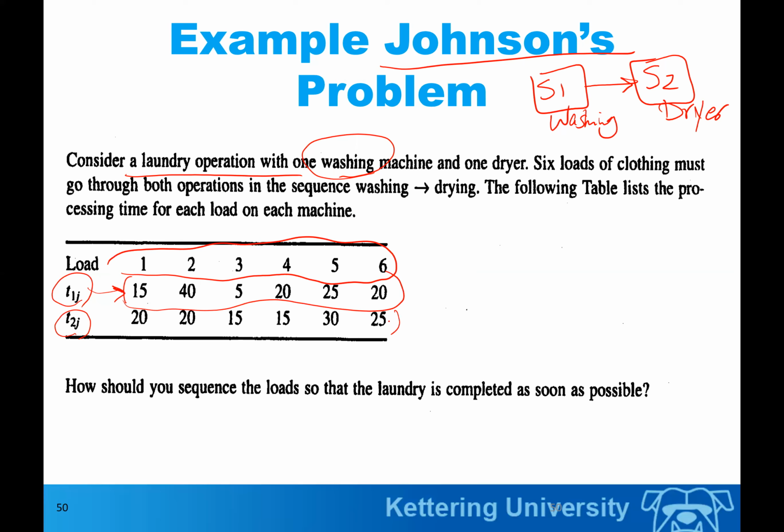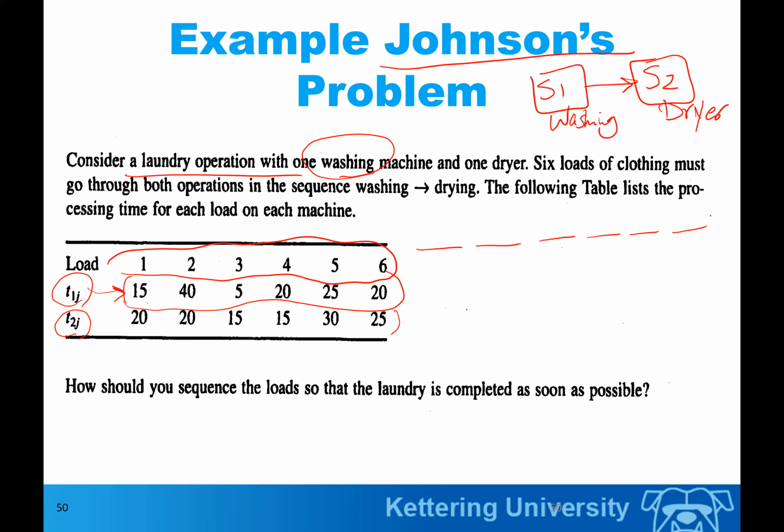Okay, the question is how should we sequence this? How should we sequence the jobs? Should I first go with laundry 1, then 2, then 4, 5, 6? Or what is the sequence? What is the best sequence to do the laundry? So I know I have 6 jobs that I have to place in my sequence.